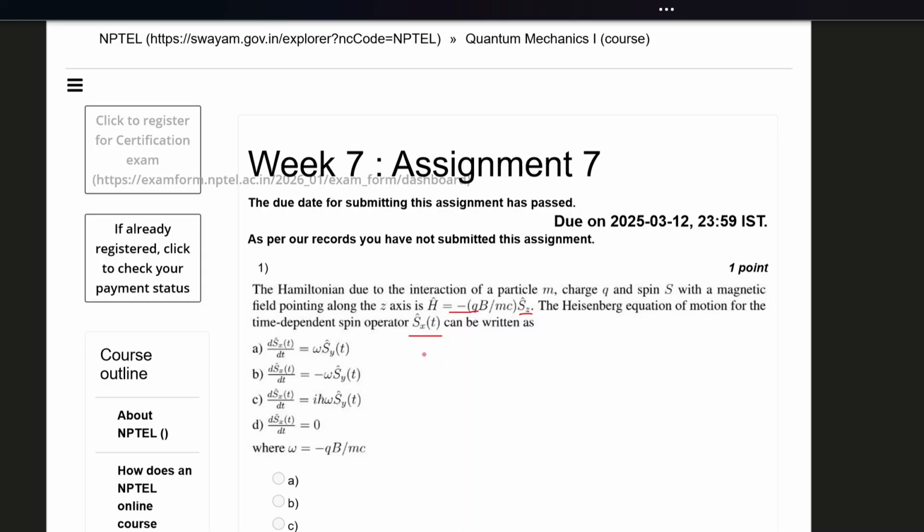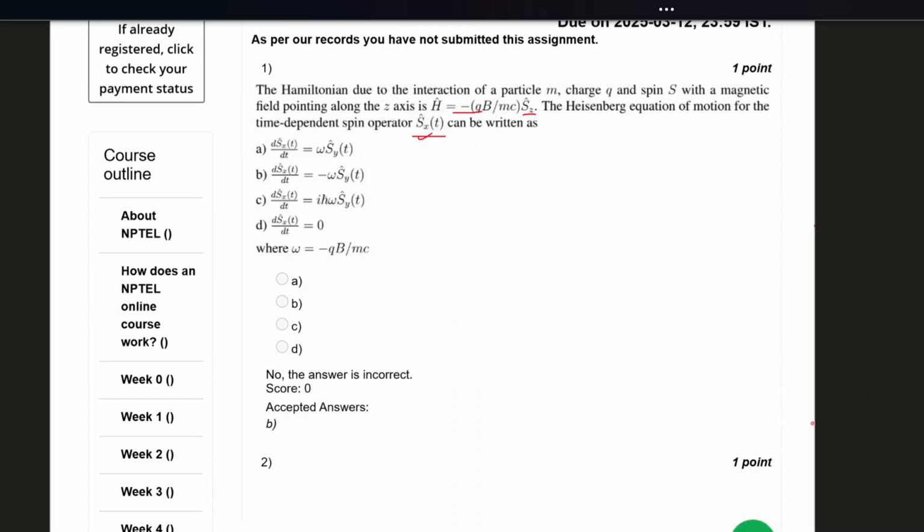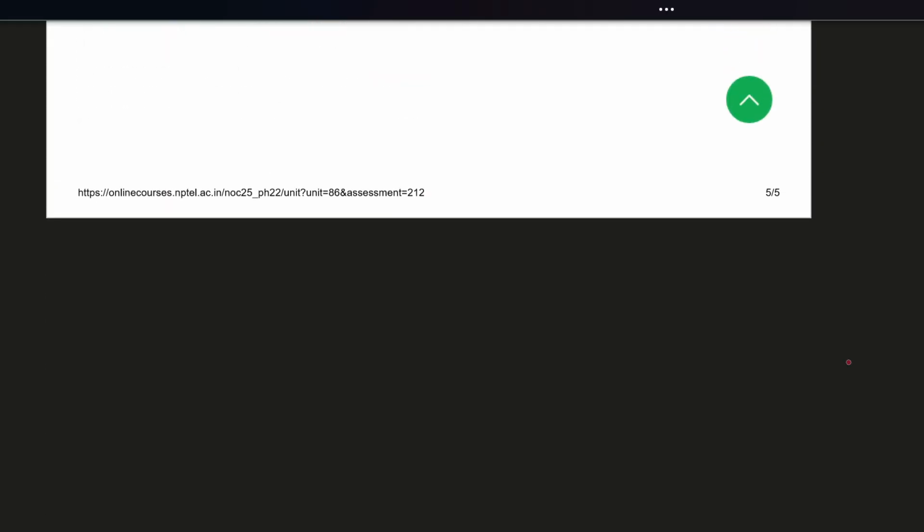First of all, it is very simple: you have to use the Heisenberg equation of motion for an operator's time dependence, and apply that equation for this operator Sx(t), which is the x component of the spin. Inside that equation the Hamiltonian term comes, and there you will substitute this Hamiltonian, solve the successive commutator relation, and finally you get to the solution. Okay, so that is the idea. Let us start solving it.